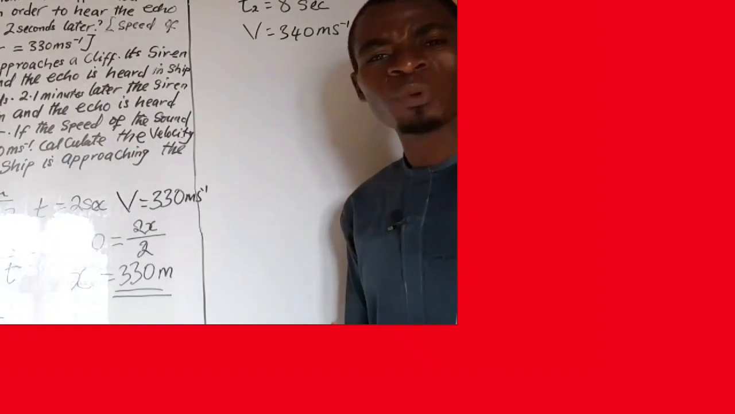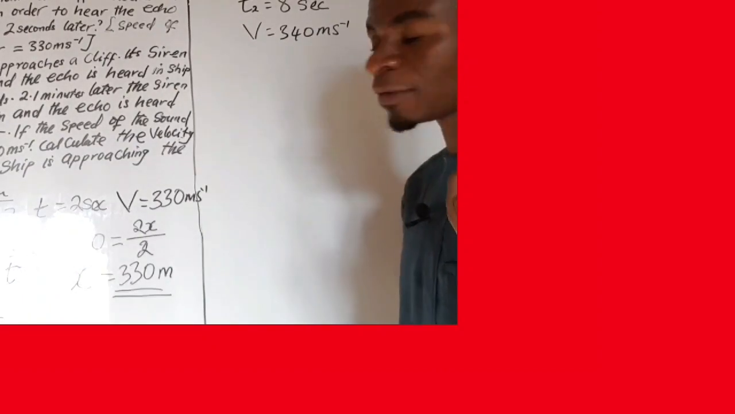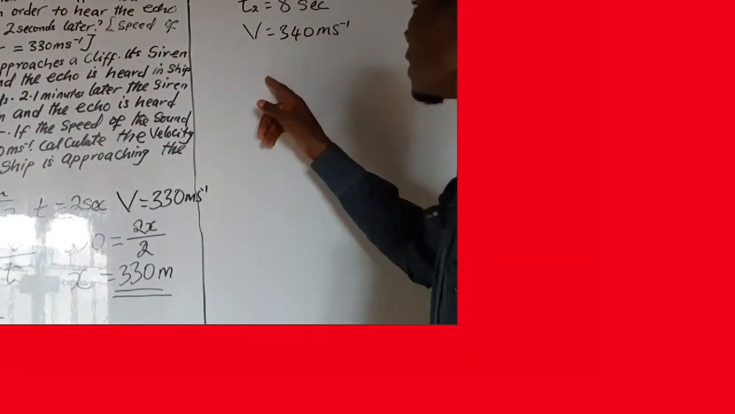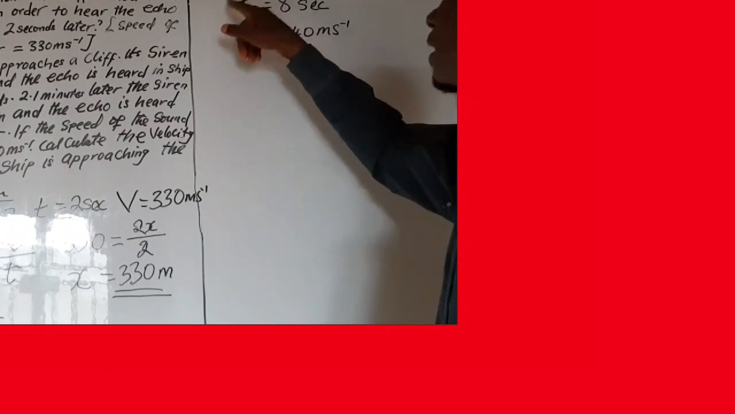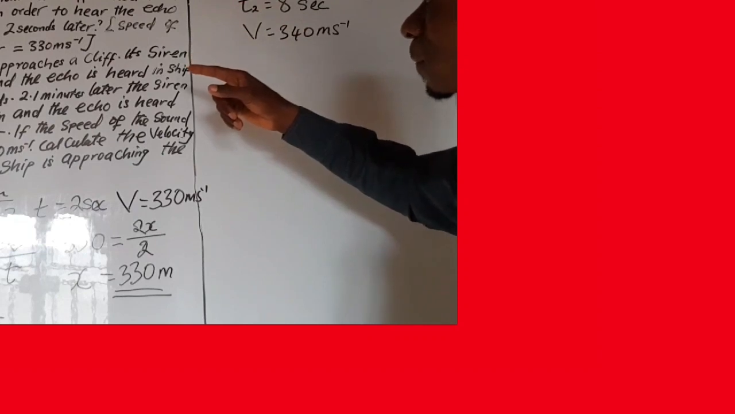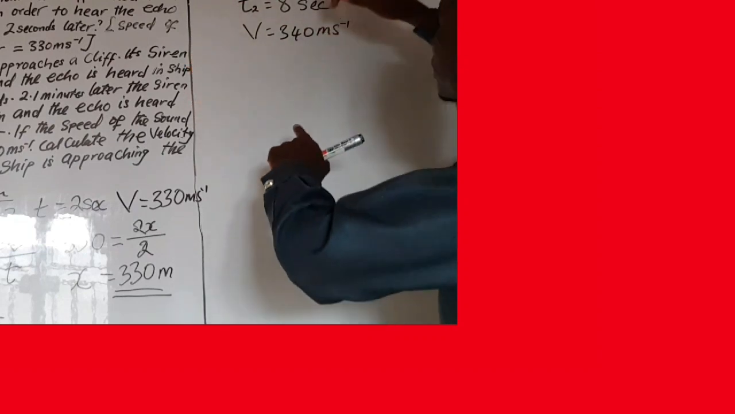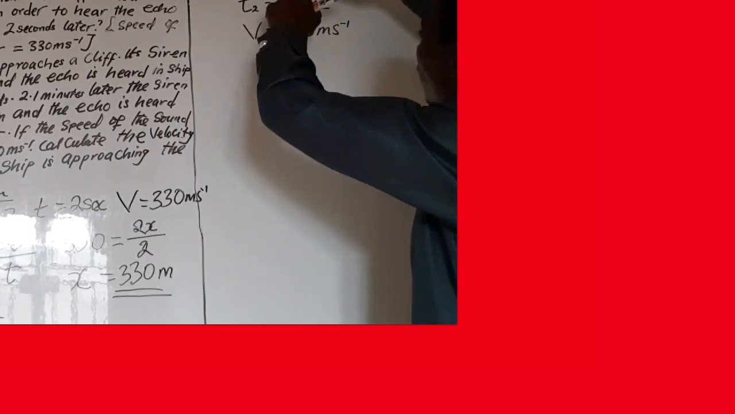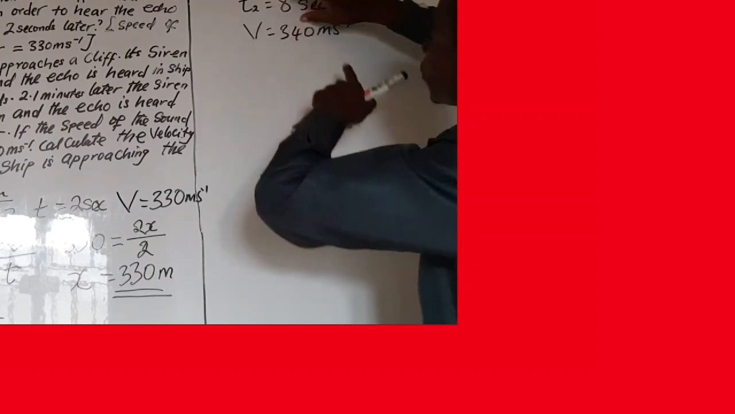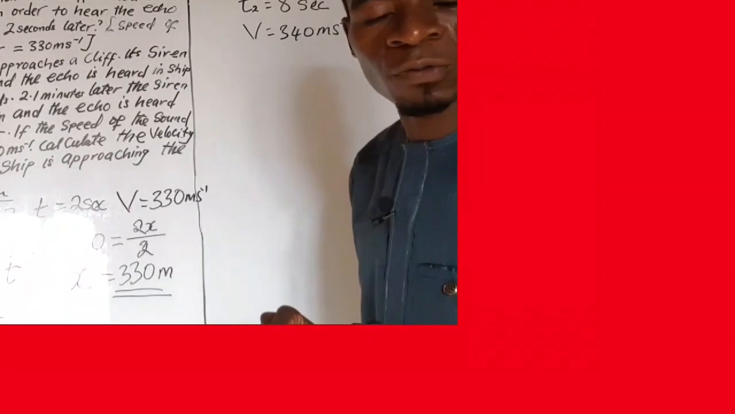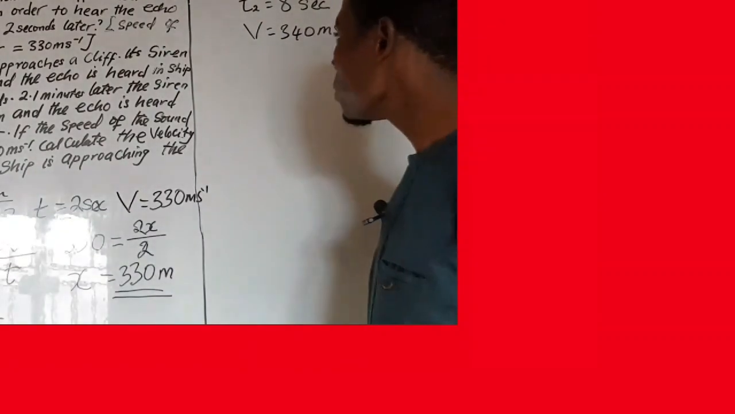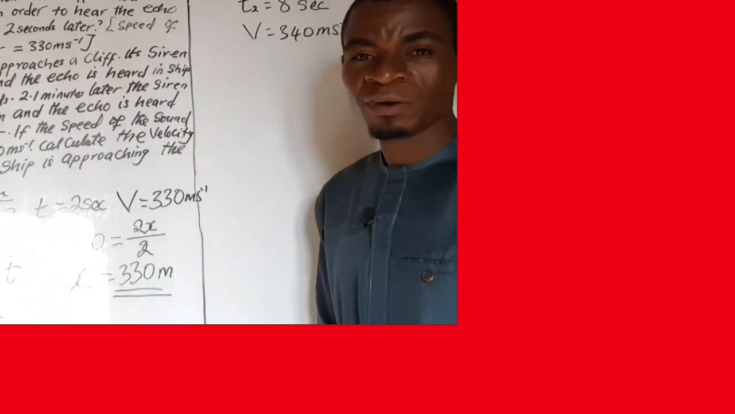So what we need is the distance. What we need is the distance. And the distance that the ship covered in these 12 seconds is the same as the distance that the ship covers in 8 seconds. So the speed is the same. There are many ways to approach this question.